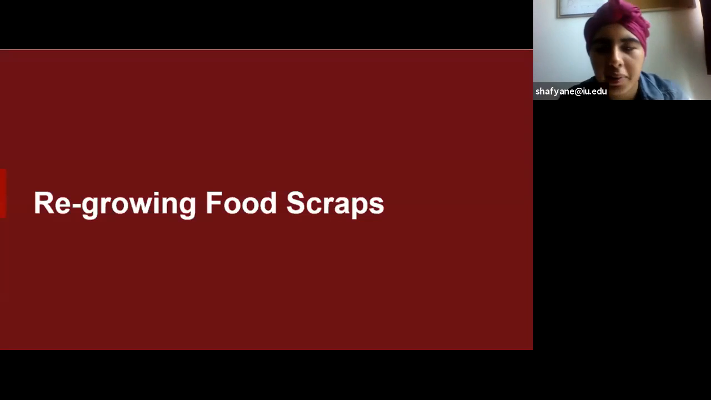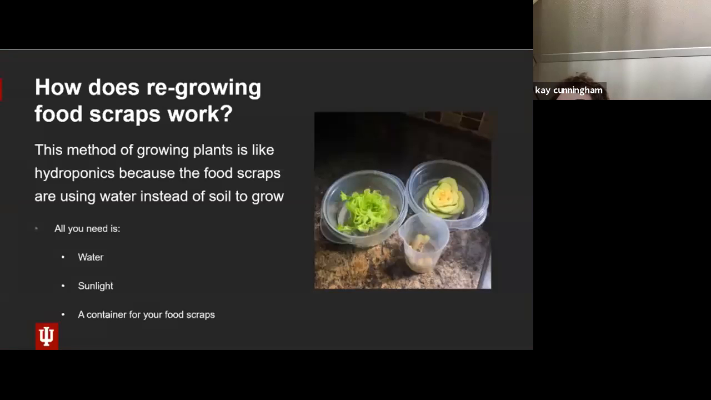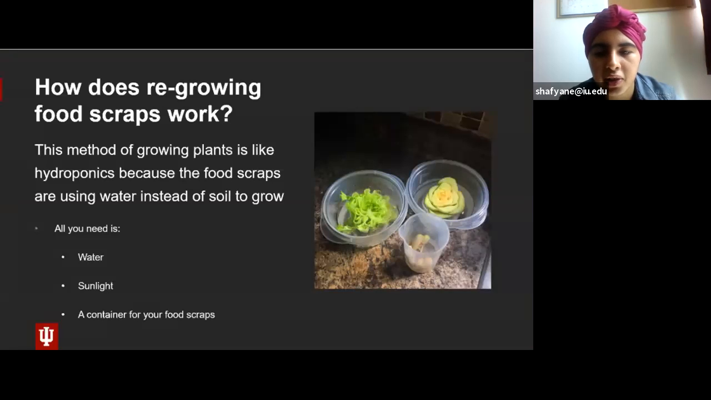So now we'll be talking about food scraps and how to turn them into growing plants. So how does this process work? This method of regrowing plants using only water is similar to a hydroponics gardening system because it's reliant on using the nutrients found in the water instead of the soil to help the plants grow. So in order to do this, besides the food scraps, all you need is water, sunlight, and a container.